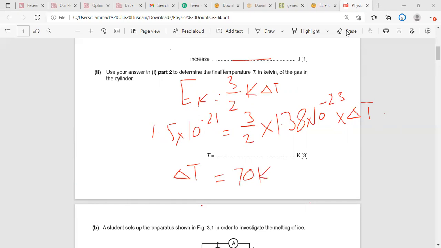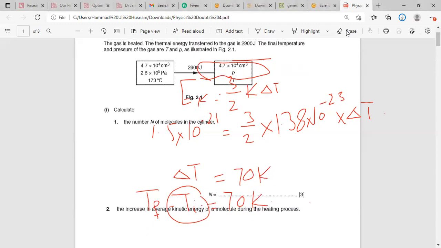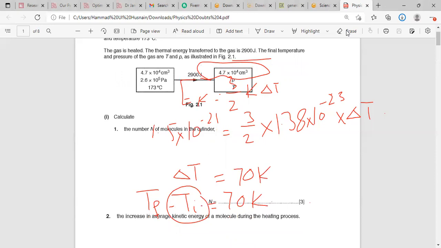But now here is a trick. It is asked that we need to find the final temperature, not the difference in temperature. So for that, what will we do? We know that delta T means final temperature minus initial temperature, and it is equal to 70 Kelvin, right? So initial temperature is now important. We are given in the question that the initial temperature is 173 degrees centigrade. So 173 plus 273 is about 446 Kelvins, right?